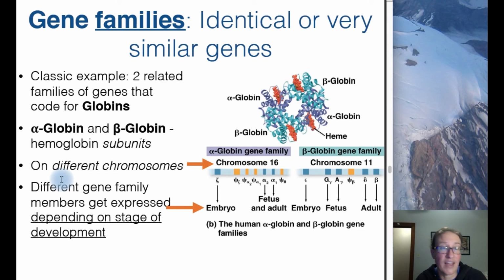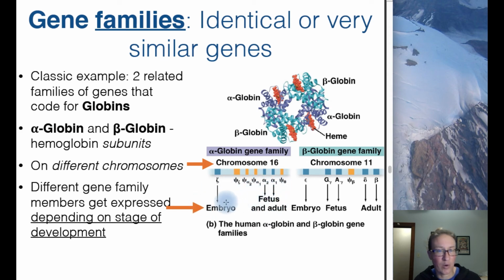Specifically, we've talked about alpha and beta globins, which are the protein subunits that come together to form a hemoglobin molecule. So the interesting thing is these alpha and beta subunits are actually coded for by genes that are on two different chromosomes. So the alpha globin gene family is found on chromosome number 16, and the beta globin gene family is found on chromosome number 11. And on top of that, there are multiple versions of these alpha and beta globin genes that exist on each of these chromosomes. And depending on how old you are, different members of that gene family wind up getting expressed. So that's also indicated in this picture.